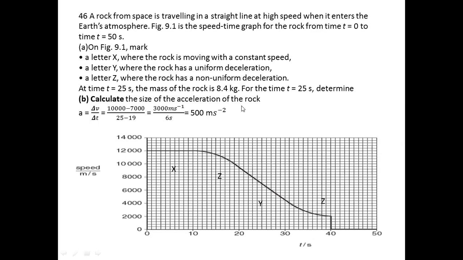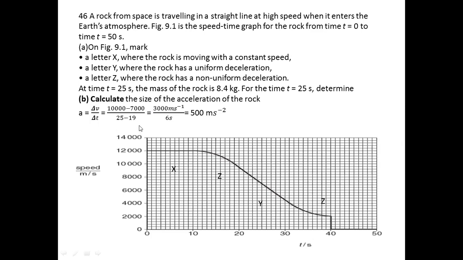Part B, calculate the size of acceleration of the rock. The formula for acceleration is change in velocity over change in time. In order to calculate the size of acceleration, we have to select any two points on the straight line. One point is selected at time 25. At time 25, speed is 10,000. And the other point is selected at 19. At 19, the speed is 7,000 meters per second. So 10,000 minus 7,000, answer is 3,000 meters per second. And the time interval from 25 minus 19 is 6 seconds. Final answer becomes 500 meters per second squared.